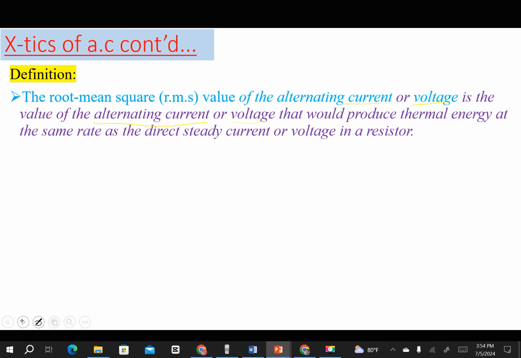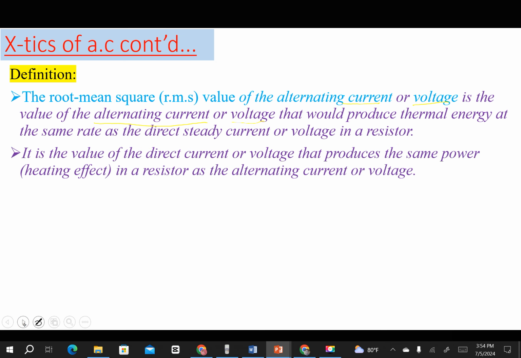To simplify this even further, it is the value of the direct current or the direct voltage that produces the same power or heating effect in a resistor as the alternating current. So the root mean square values are those values of alternating current which produce the same power in a resistor, just like the DC values. They cause the same heating effect in a resistor. Those are what we call the root mean square values.